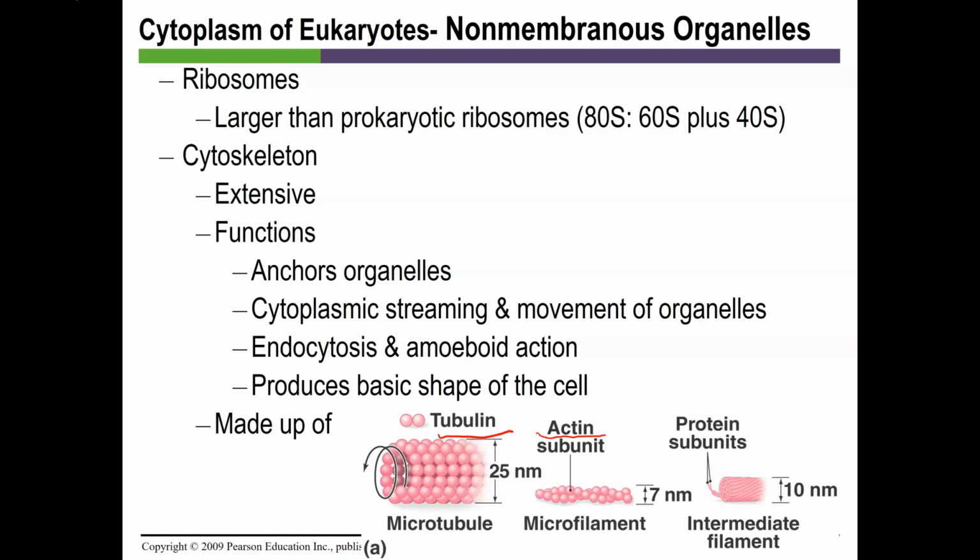In some, the cytoskeleton does give some shape and structure to the cell, but it's also important for organizing the inside of the cell. It helps anchor the organelles where they belong. They play a role in endocytosis and moving amoeba-like cells by forming the pseudopodia. And when organelles stream around in a cell, they do it with the help of a cytoskeleton.